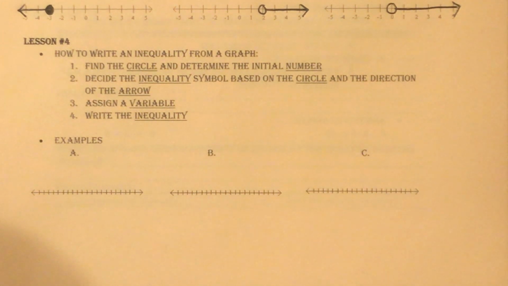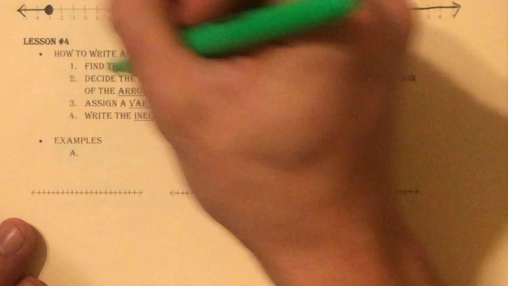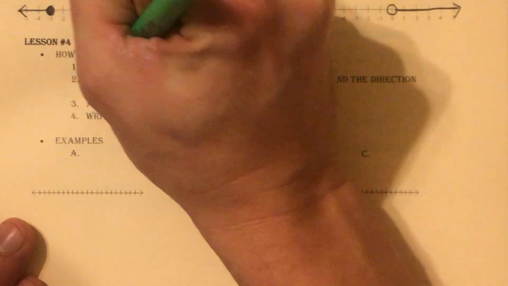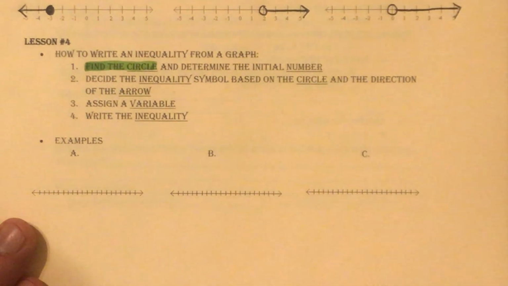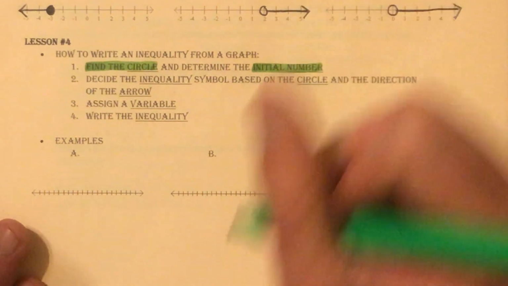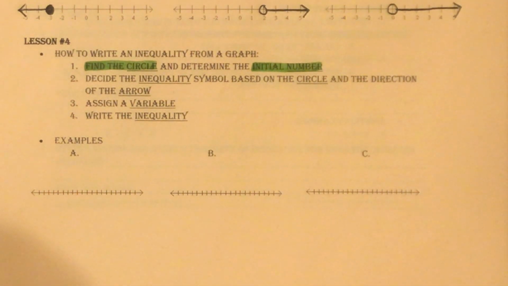So really about 4 steps to this, all right? First thing we want to do is we want to find the circle. So find that circle like we were creating when we were graphing ourselves. Find the circle, right? And determine the initial number. So what is that circle over? What is the number that it's over?